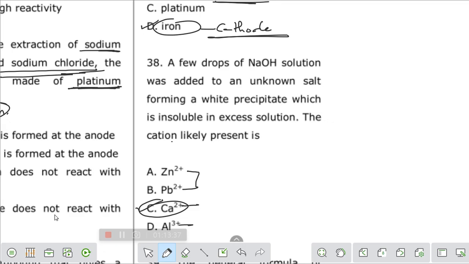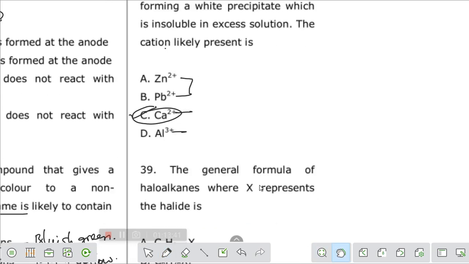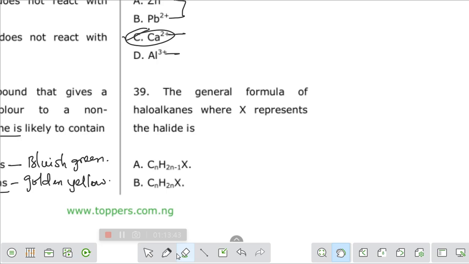So we are now moving to number 39. So we are progressing. They now say the general formula of haloalkanes. Now I did not teach you this. When I'm talking of haloalkanes, it's compounds like this, CH3Cl. I told you that methane is CH4. So what is this one? This one is actually chloromethane, a chloroalkane, right? Now what is the formula for the haloalkanes? I did not teach you this, right?